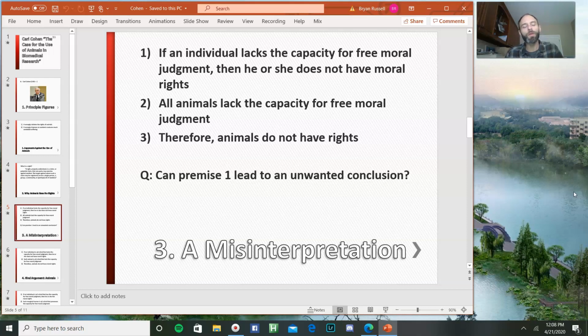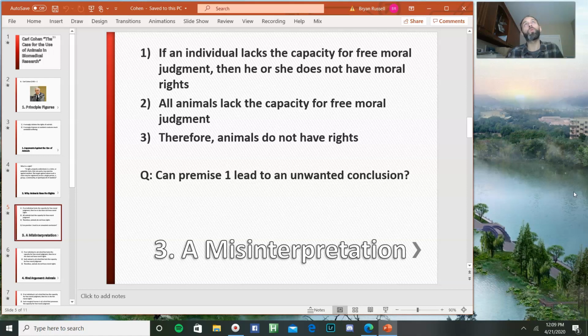The obvious problems arise because premise one can lead to an unwanted conclusion. There are many human beings who lack the capacity, who are not rational, are not autonomous. They lack free moral judgment. That's a shorthand for that. And premise one says if they lack that, then they don't have moral rights. Two here is about animals, but we could substitute those human beings, who don't have the capacity, aren't rational, aren't autonomous, don't have free moral thought. Therefore, those human beings do not have rights.